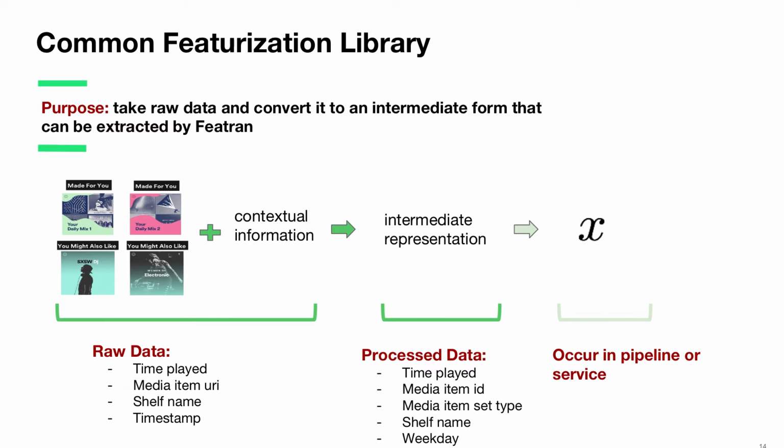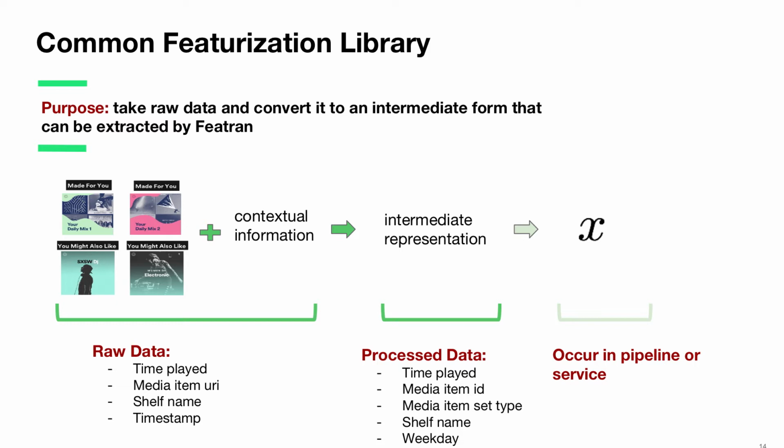The purpose of the library is to take raw data and convert it to an intermediate form that can then be extracted by feature-end. Hopefully from Neville's talk you remember that extract is a function related to feature-end, but we're going to go into more detail about it. To make this more real, let's give ourselves some concrete examples.